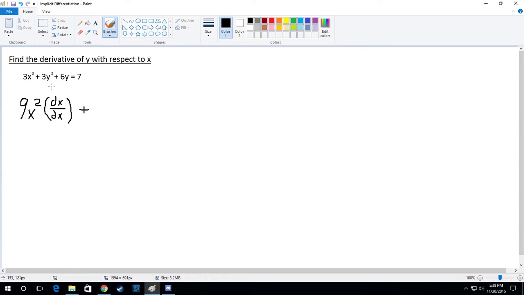Now, continuing with the derivative of 3y cubed would be 9y squared dy dx, because we're finding the derivative of y with respect to x, and then finally plus 6y, which the derivative would just be 6, and then don't forget your dy dx, and then all of that simply equals 0 because the derivative of a constant is always 0.